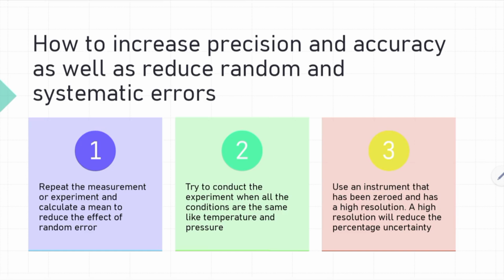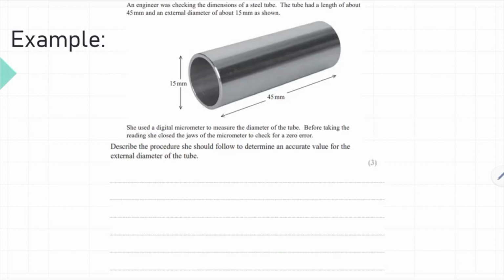So how to increase precision and accuracy as well as reduce random and systematic errors? The first way is to repeat the measurement or experiment and calculate a mean to reduce the effect of random error. The second way is to try to conduct the experiment when all the conditions are the same, like temperature and pressure. And the third way is using an instrument that has been zeroed and has a high resolution. A high resolution will reduce the percentage uncertainty.